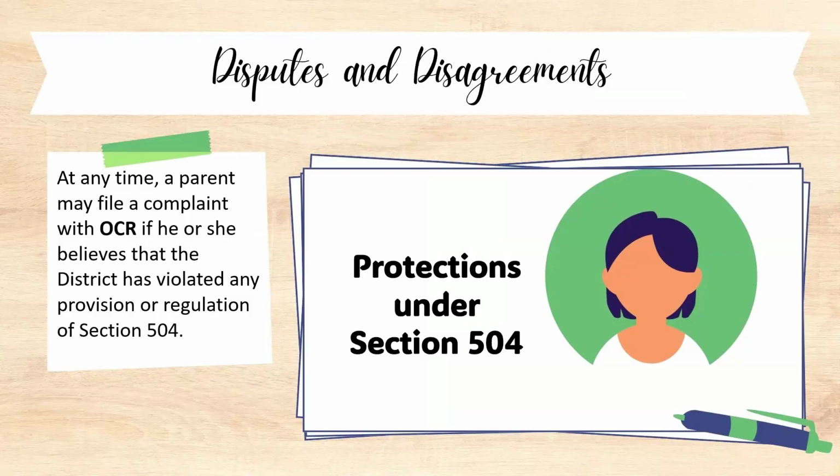Disputes and disagreements. In the event, which we hope not, the objective is to smooth sail through and be successful on all sides. But in the event a parent or guardian wishes to contest an action of the district regarding your child's identification, evaluation, or placement under 504, you have the right to an impartial due process hearing.